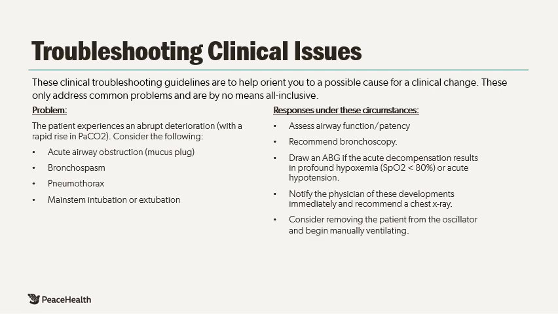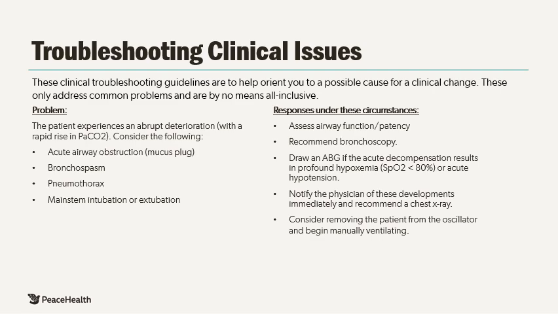Next, we'll go over some troubleshooting of clinical issues. These clinical troubleshooting guidelines are to help orient you to a possible cause for a clinical change. These only address common problems and are by no means all-inclusive. So let's start with the first problem. The patient experiences an abrupt deterioration with a rapid rise in PaCO2 while being ventilated on high-frequency oscillatory ventilation. There may or may not be amplitude changes. So, what can be causing this problem?